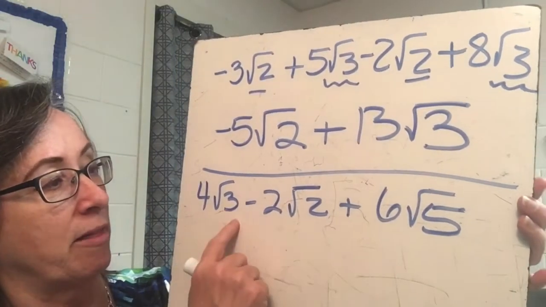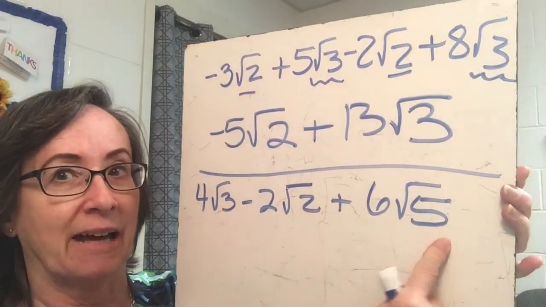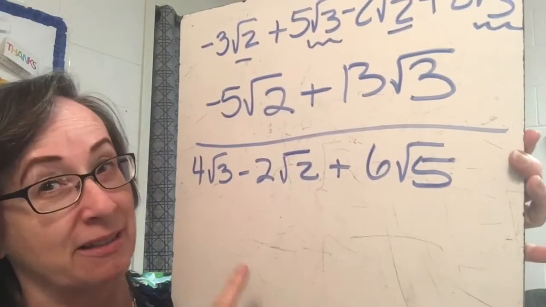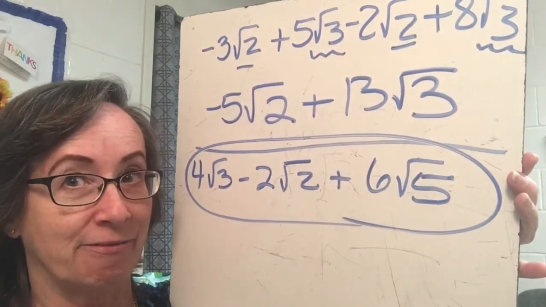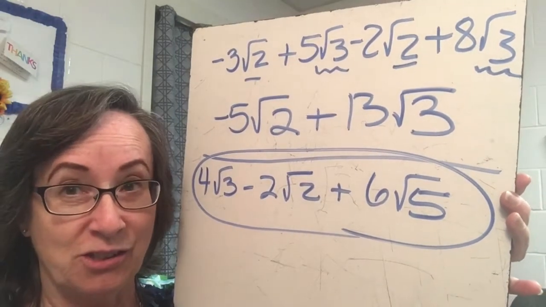Okay, here we've got a 3 and a 2 and a 5. Every single one of the radicals is different. Therefore, this is already in its simplified form. We can do nothing else to it.